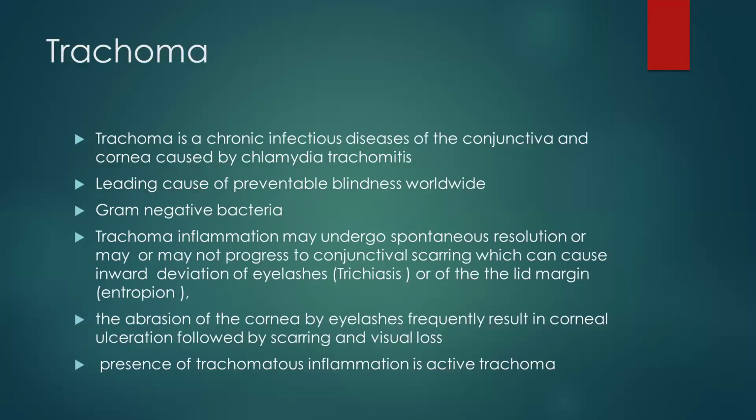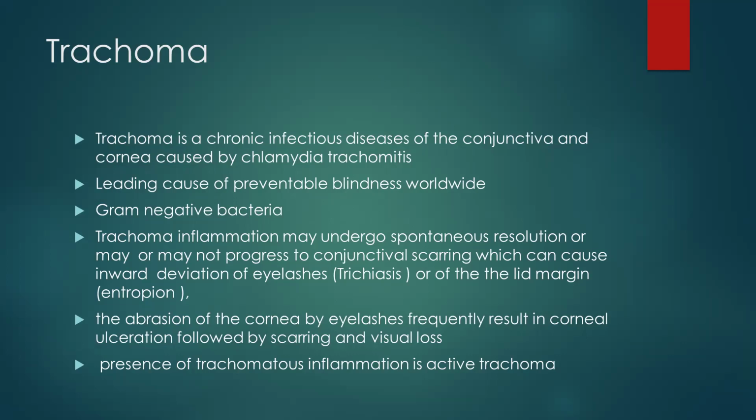So basically, what is trachoma? Trachoma is a chronic infectious disease of conjunctiva and cornea caused by Chlamydia trachomatis. So this is a bacterial infection, and it is a leading cause of preventable blindness worldwide. This is the most common cause of preventable blindness worldwide. The pathogen, as I said earlier, is Chlamydia trachomatis. It is a gram-negative bacteria.